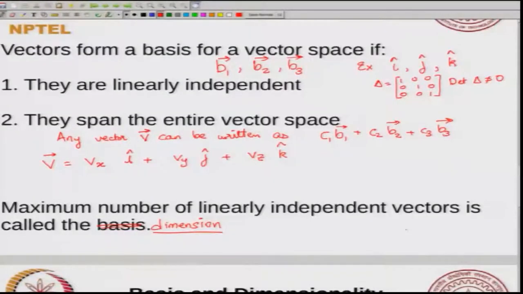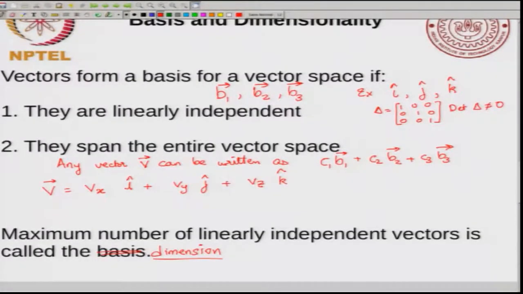Okay. So, the number of vectors in the basis also gives you the dimensionality. You can either say the maximum number of linearly independent vectors or the number of vectors in the basis. Both are equal to the dimensionality. So, in 3D space, you have three basis vectors. So, the dimensionality is 3.